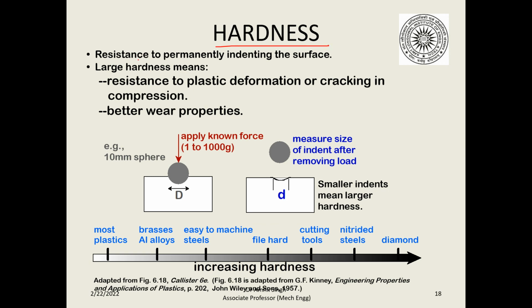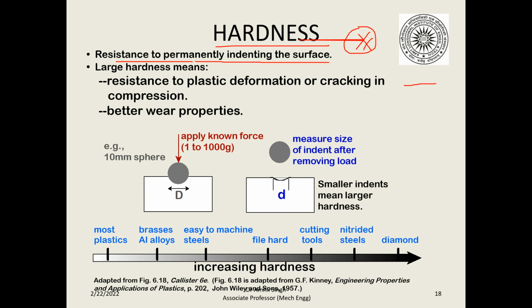So it is a resistance to permanently indent a surface. It is like this. Suppose you take a metal piece and you try to scratch it with some pointed nail or pointer, or you want to abrade it, want to make some impression. So it is a resistance of that particular material to resist the permanent indentation.